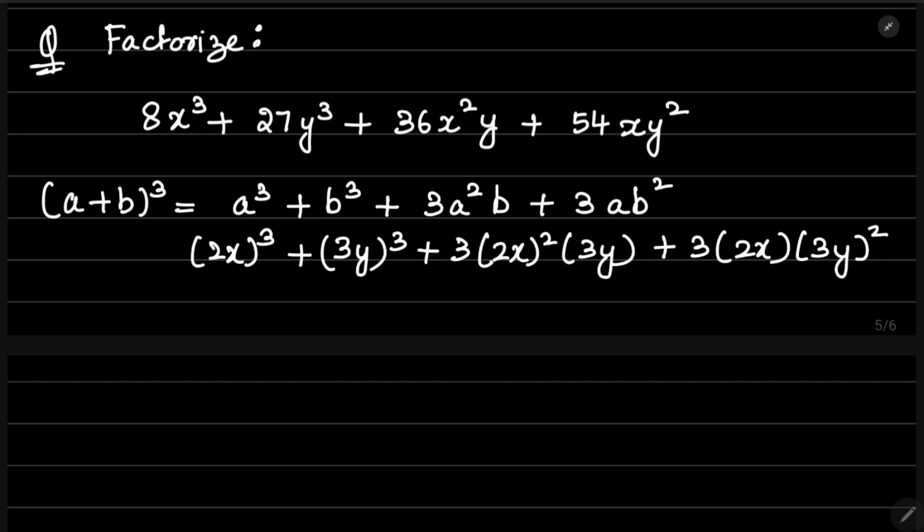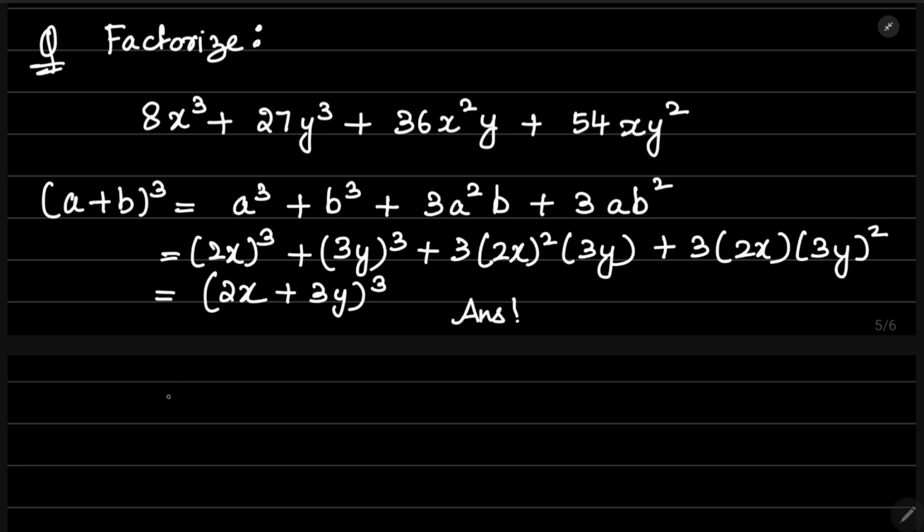Okay, so see here. The first one is correct, 8x cube. Second one, 3y the whole cube, 27y cube. 3 into 4, 12. 12 into 3, 36, x square y. This is also correct. The next one, 3 square, 9. 9 2s are 18. 18 3s are 54. This is also correct. Isn't it? So this is nothing but, you can write it as 2x plus 3y the whole cube. So this is your final answer.